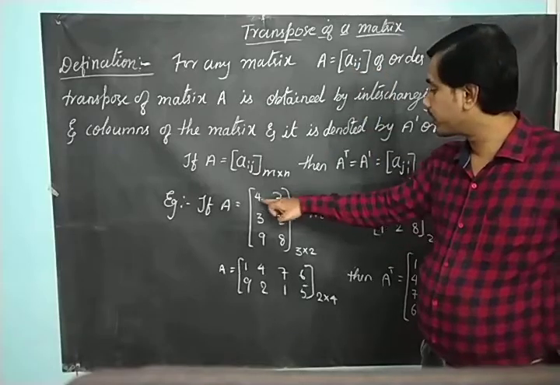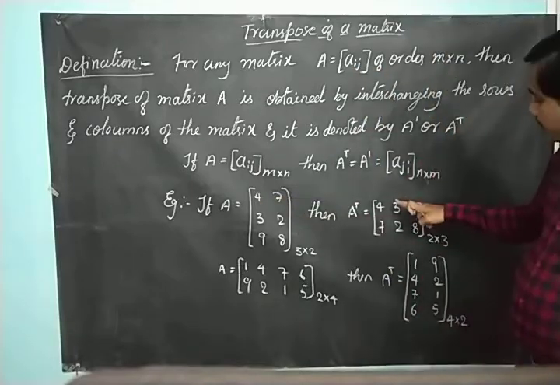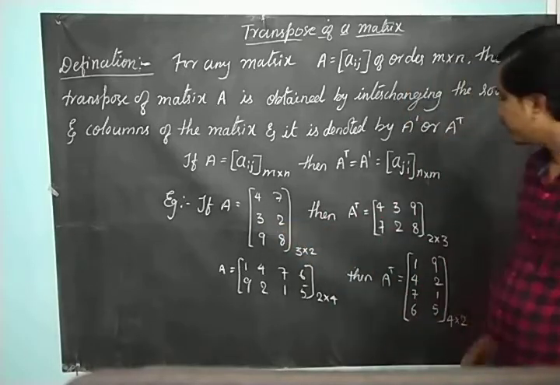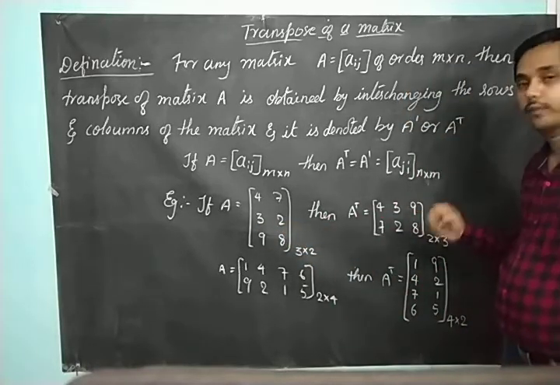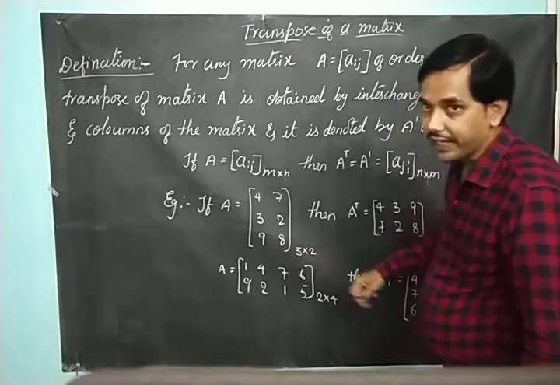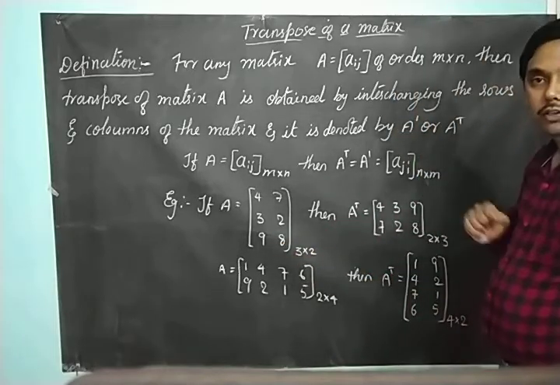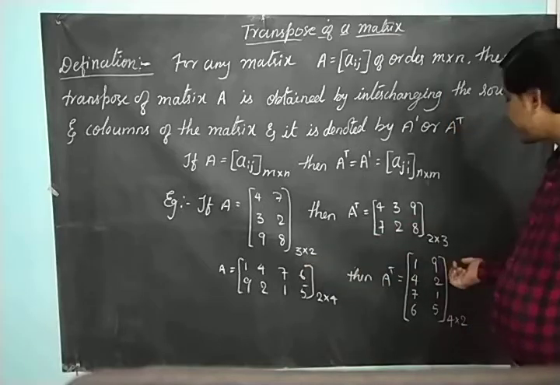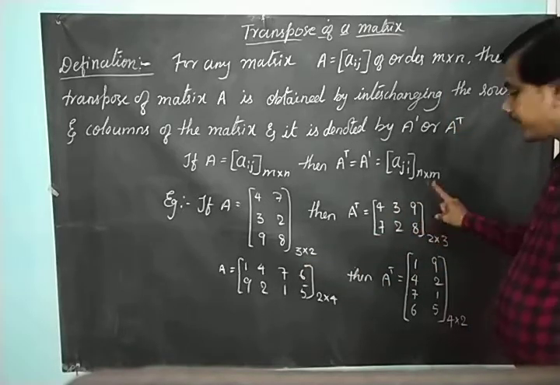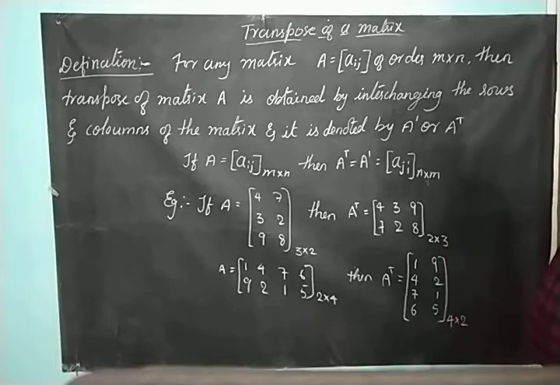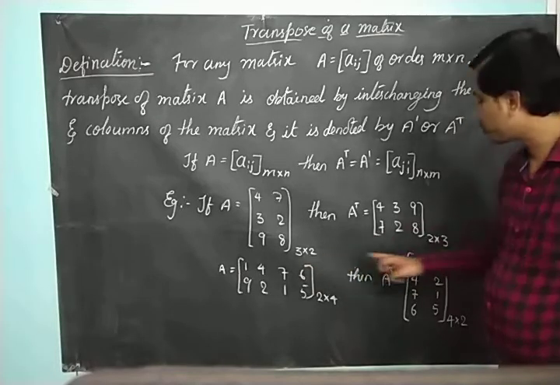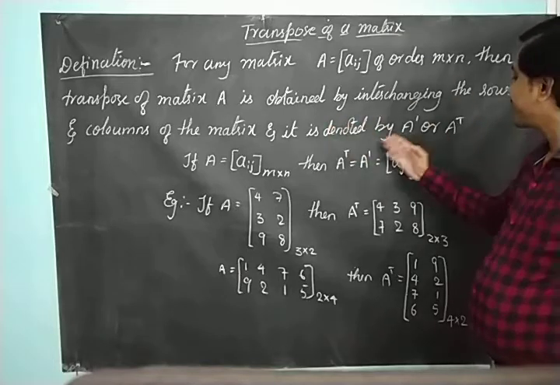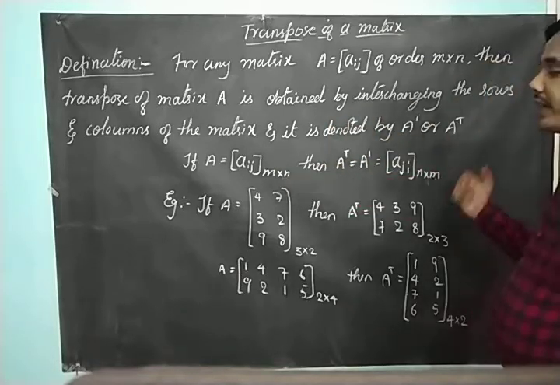What is the first row here? 4, 7. That should become the first column. What is the second row? 3, 2. That should become the second column. What is the third row? 9, 8. That should become the third column. Here the original is 3 cross 2. What is the order of the transpose? 2 rows and 3 columns, so it is 2 cross 3. You can see that if it is 3 cross 2, the transpose will be 2 cross 3. That is why it is said that if it is m cross n, it will be n cross m.